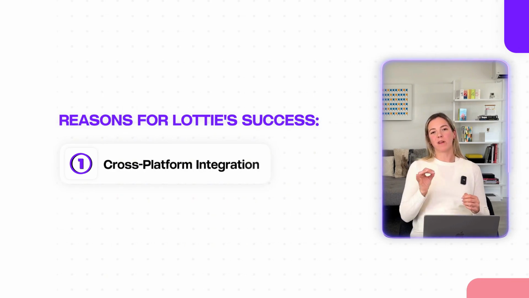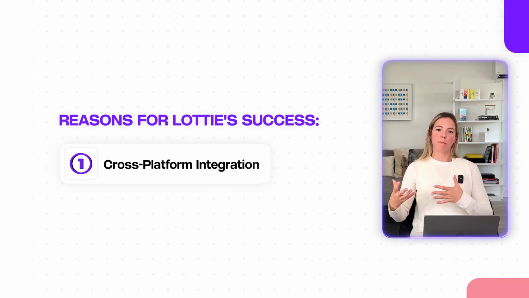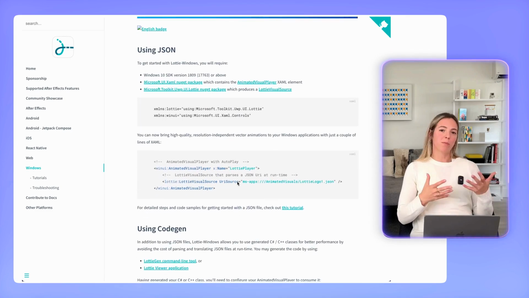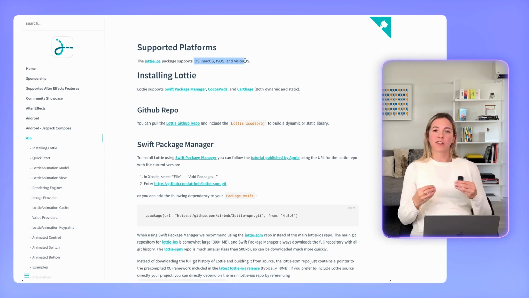Well, there are multiple reasons for it. Number one is seamless cross-platform integration. Lottie animations can be easily embedded in mobile apps as well as web applications. There are libraries available for playing and controlling Lottie animations in JavaScript, complemented by wrappers for frameworks like React, as well as libraries for iOS, Android, and even Windows.